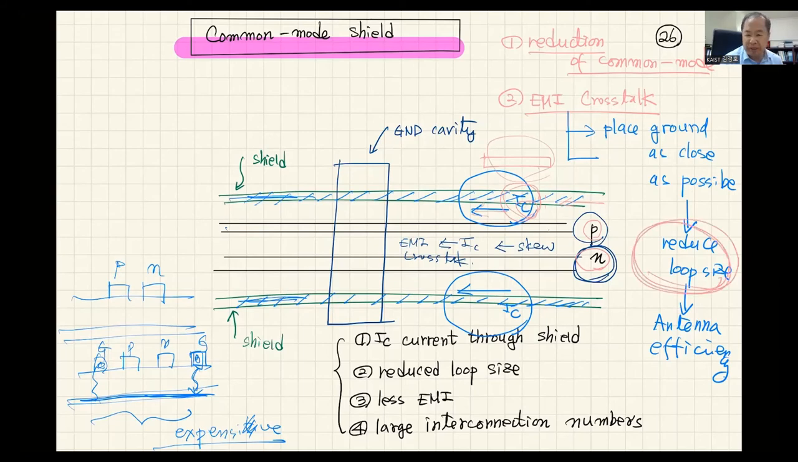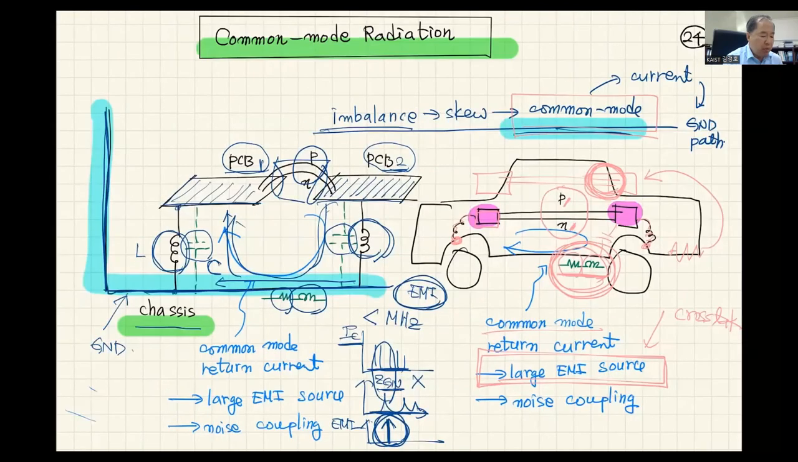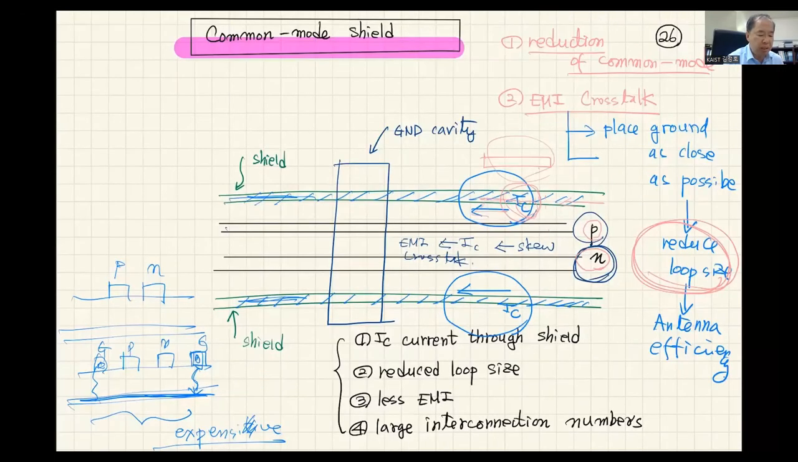And antenna efficiency depends on loop size. Smaller loop size will minimize the antenna efficiency. In those cases, common mode current will not go through the body chassis of your computer or automotive vehicles. It will go through these adjacent metals.